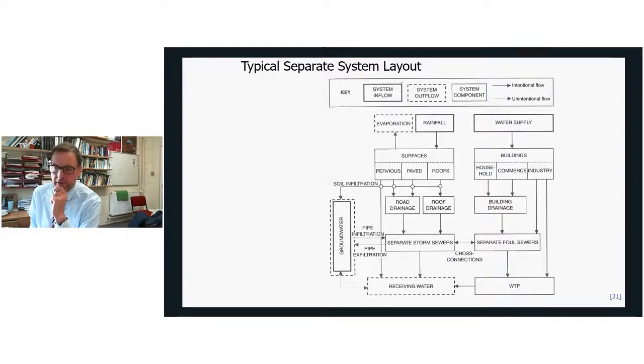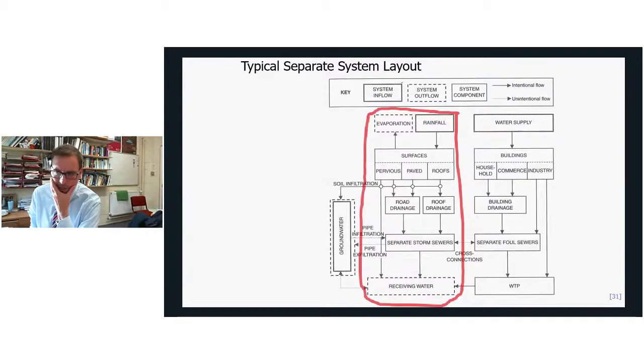Here's a similar diagram of the separate system. Now we've got a surface water system which is isolated from the foul network. It's taking the flows, doing exactly the same as before: taking them from the surfaces, through a pipe network, then to the river. But there's no mixing with the foul flow at all.